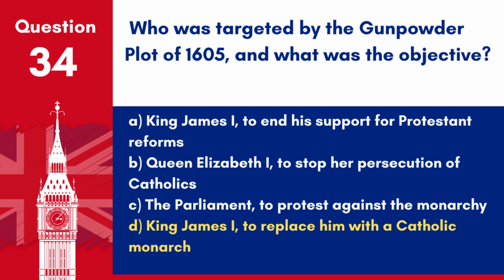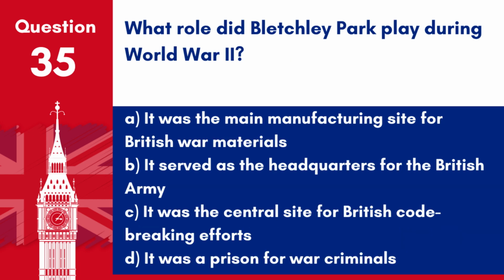Answer: D. King James I to replace him with a Catholic monarch. The Gunpowder Plot of 1605 aimed to assassinate King James I and replace him with a Catholic monarch, reflecting deep religious divides. Question 35. What role did Bletchley Park play during World War II?